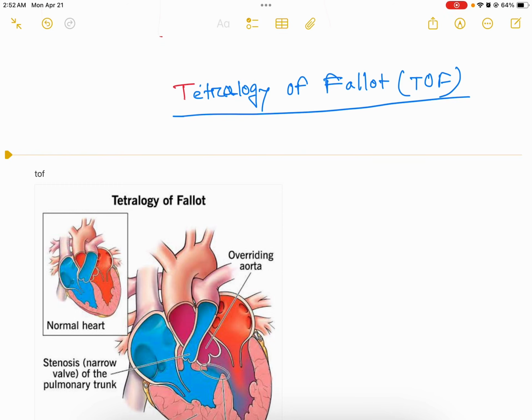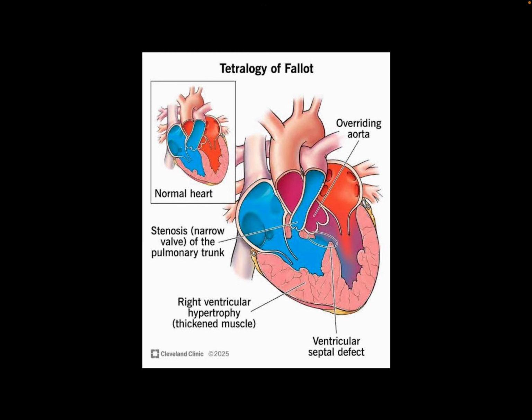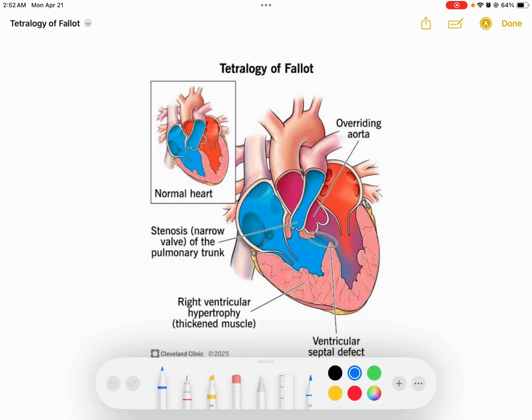Tetralogy of Fallot. This is the most common cyanotic congenital cardiac abnormality. Now, components of Tetralogy of Fallot.